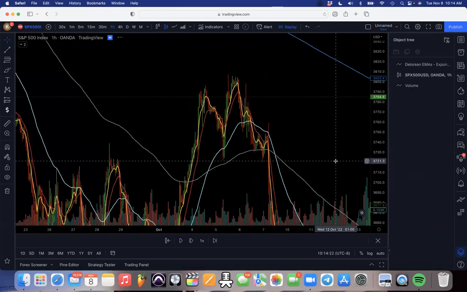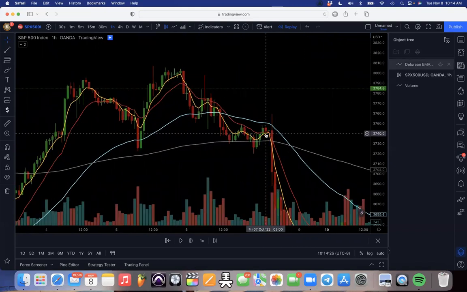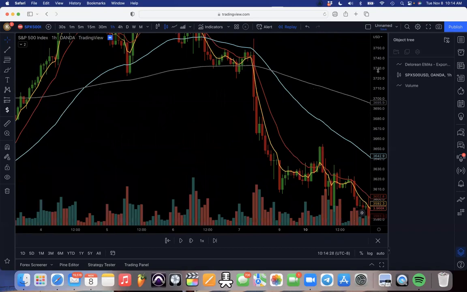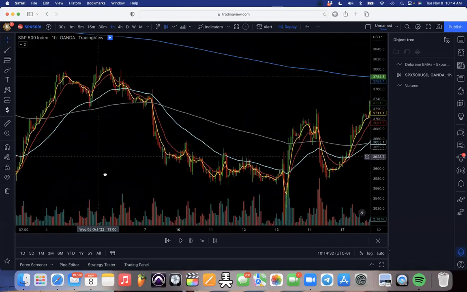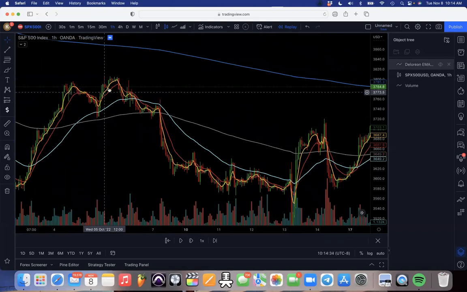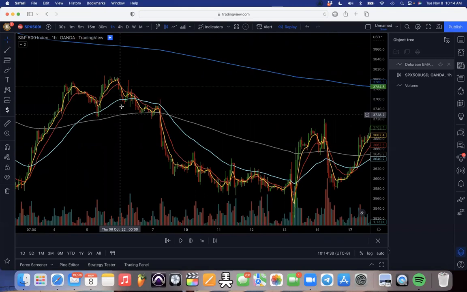I'm going to show you on this cross down right here. I'm going to show you both. Right here on the cross down, we have all of these EMAs in the way. There's not a lot of space for the drop.